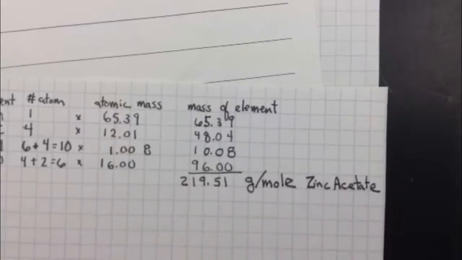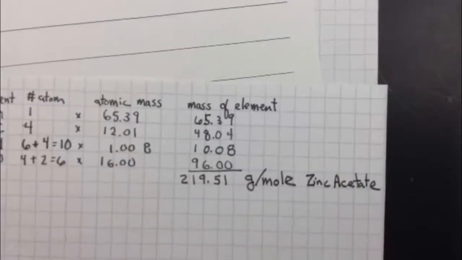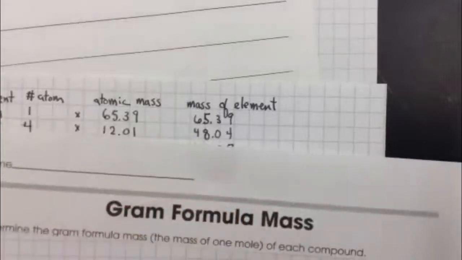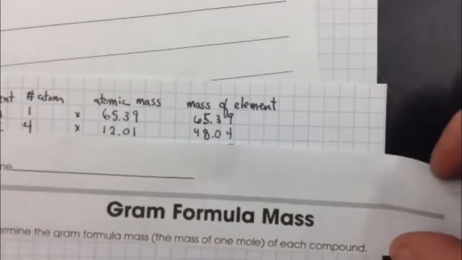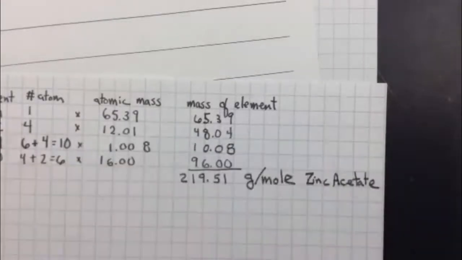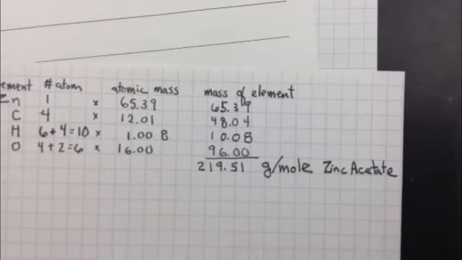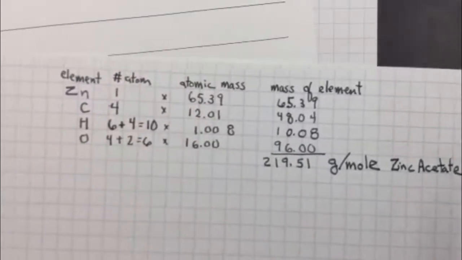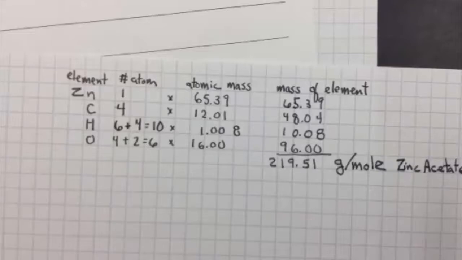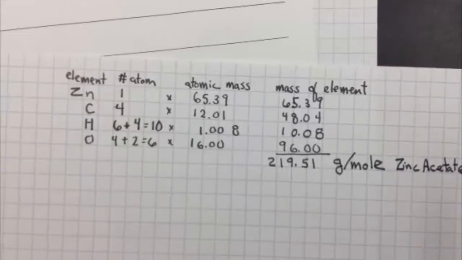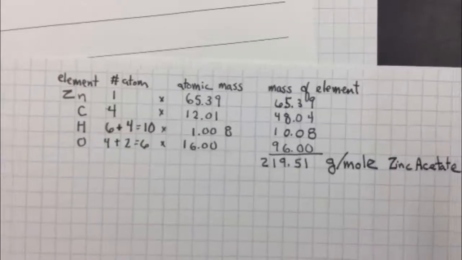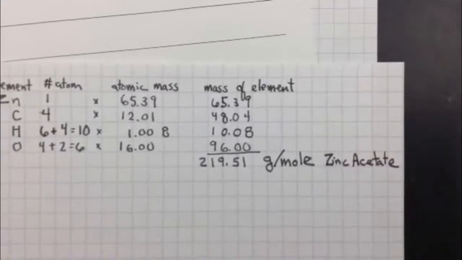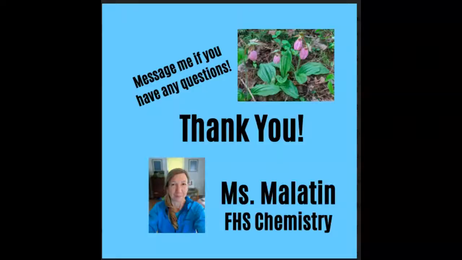And that's how you find the molar mass. It used to be called gram formula mass, but it's not anymore. It's really just molar mass. The moles come into common usage as a way to count large numbers of very small things. So right here we have 219.51 grams per mole of zinc acetate.